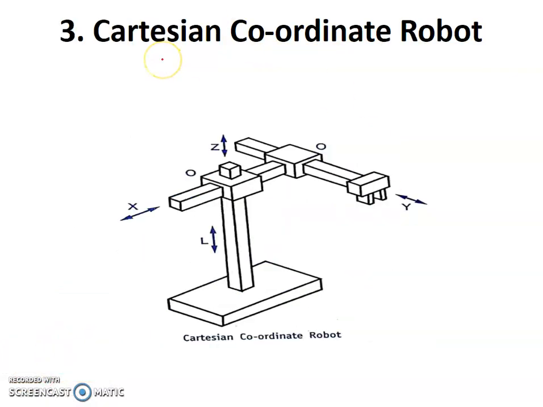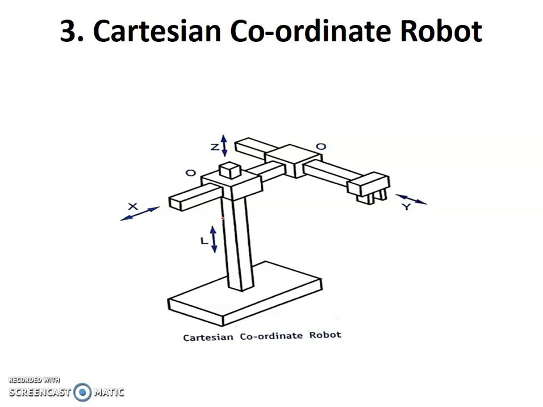Next, the third configuration of the robot is called the Cartesian coordinate robot, or Cartesian configuration. Here is the base, and we can observe there are three different axes, X, Y and Z, and all the joints can have only linear motions. There is no rotation, no twisting or revolving motions in the robot joints, only linear motions. In the x-axis this can have linear motion, and in the y-axis linear motion. In the z-axis also it can move up and down. This is called the Cartesian coordinate robot.